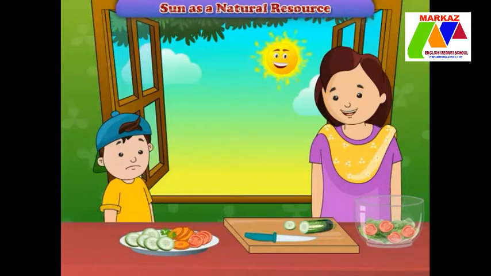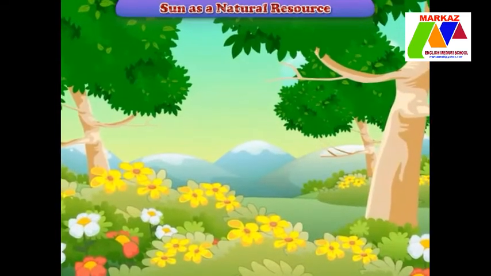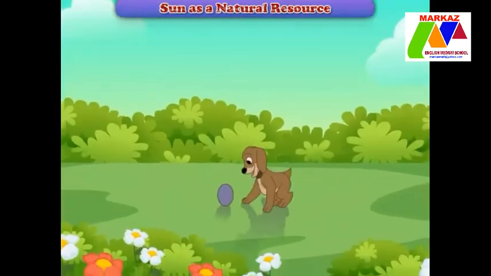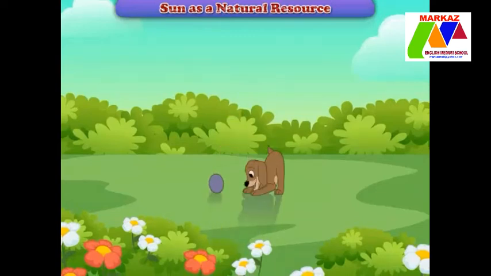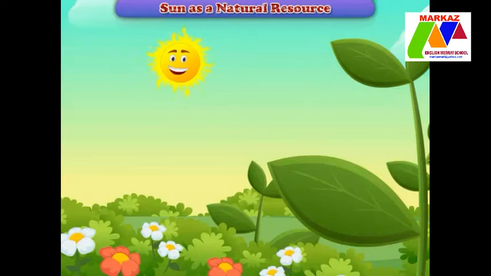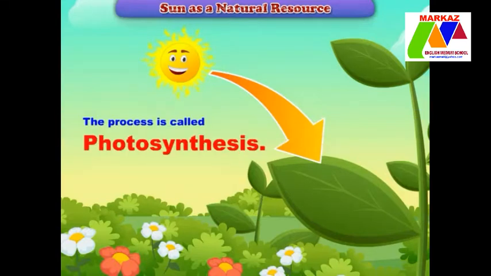We use solar energy for drying things. We need it to see during the daytime. Sun is important for all of us to be healthy. Animals too absorb light from the sun. Do you know what plants do with sunlight? Make food? Yes, and this process is called photosynthesis.